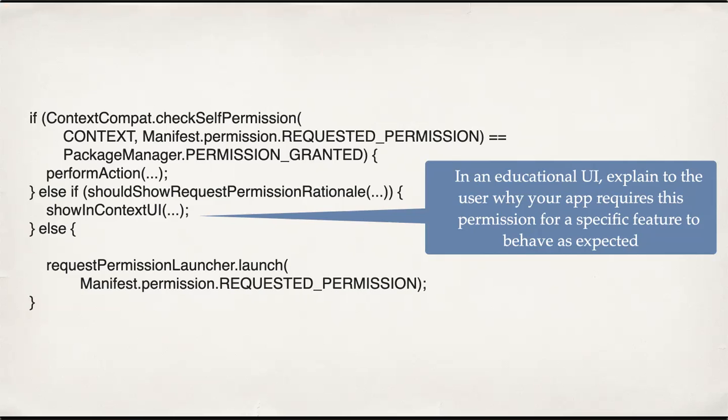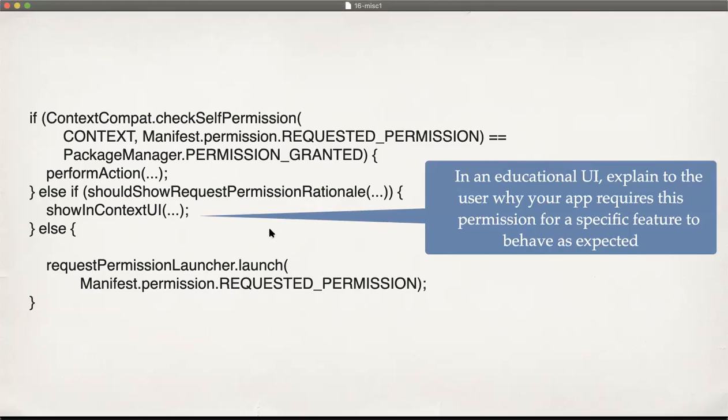And in this UI, include a cancel or a no thanks button that allows the user to continue using the app without granting the permission. You should not force your permission on the user in any of these steps. If it did not do that, then call the request permission launcher with the requested permission. If it was denied already, then the OS will handle that part.